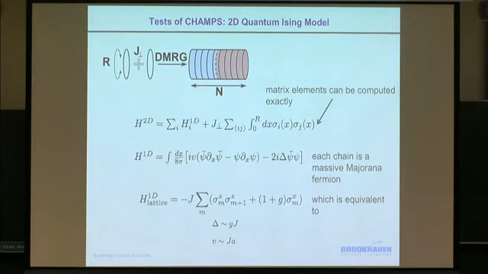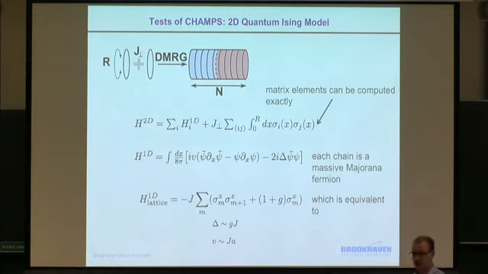And of course, this 1D Majorana fermion, again just to orient you, is the continuum version of this lattice model, where you make these identifications of the lattice parameters, of the gap of the fermion and the velocity of the fermion.